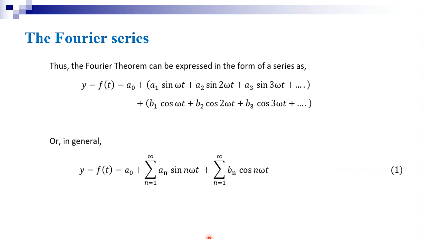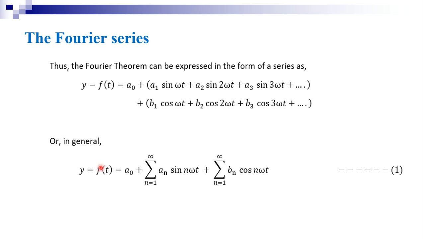Fourier theorem can be expressed in the form of a series as y is equal to f of t is equal to a naught plus a1 sin omega t plus a2 sin 2 omega t plus a3 sin 3 omega t, etc. up to infinity, plus b1 cos omega t plus b2 cos 2 omega t plus b3 cos 3 omega t plus etc. So this is the Fourier series, or the mathematical representation of the Fourier theorem, where the sine functions and cosine functions are summed up in a series.